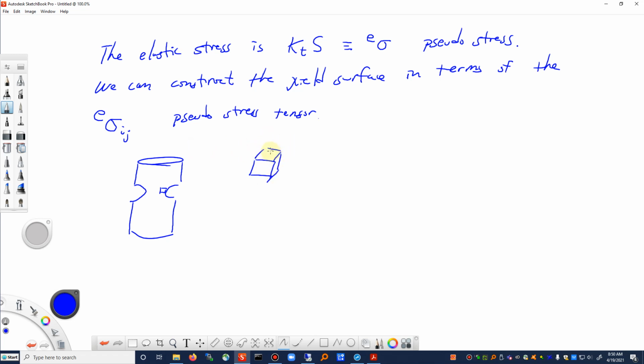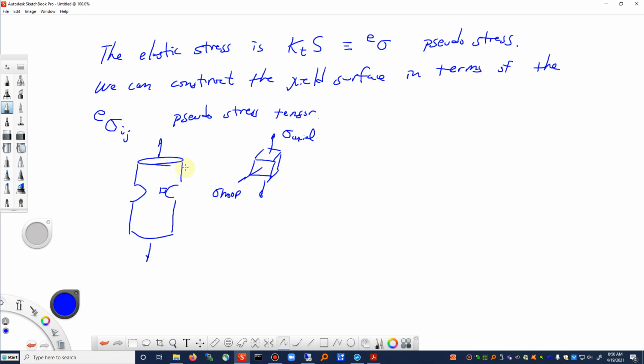No matter what the loading is, I can find a stress in this direction. So maybe this would be our nominal axial loading. That nominal axial loading gives me a stress in the axial direction and a stress in the hoop direction.